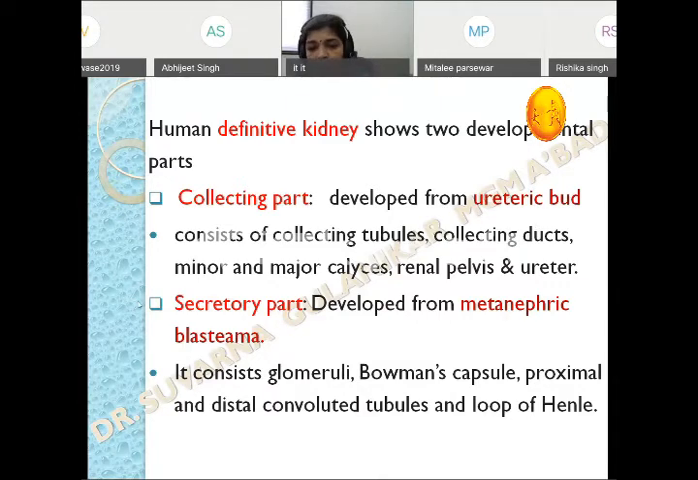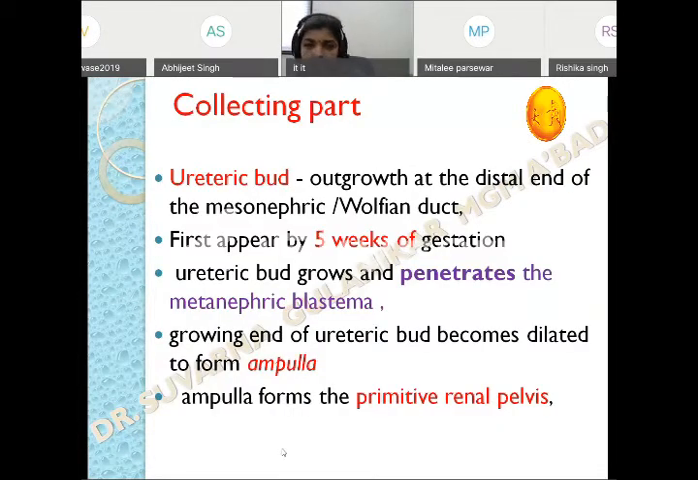While the secretory part is developed from the metanephric blastema, which is the developing metanephros, and it consists of glomeruli, Bowman's capsule, PCT, DCT, and loop of Henle. If you are not able to write it completely, you can take a screenshot so we can revise it again. The collecting part develops from the ureteric bud.